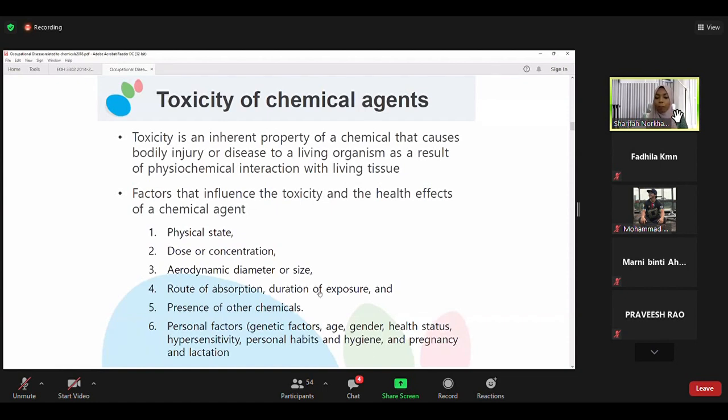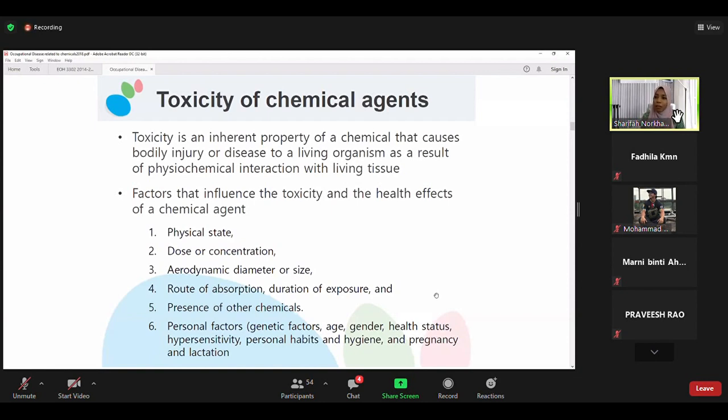And then we have, depends on also, routes of absorption. Routes of absorption ni maksudnya how it connect to you or how it exposed to you. It's either from inhalations, ingestions, and then absorptions on your skin and things like that. And then the durations of exposure, how long that you expose.